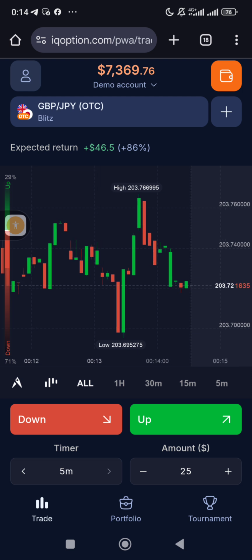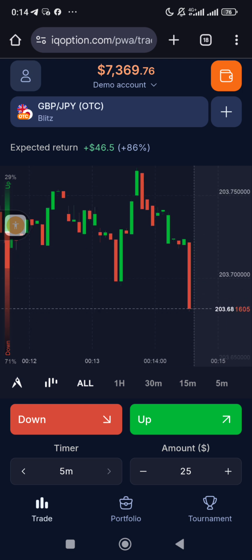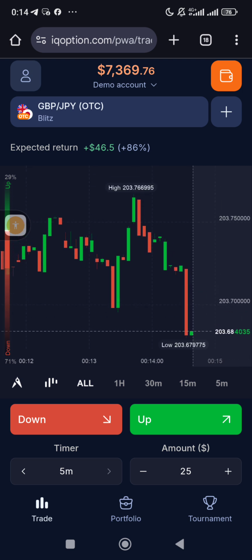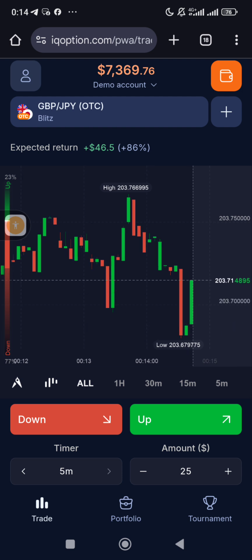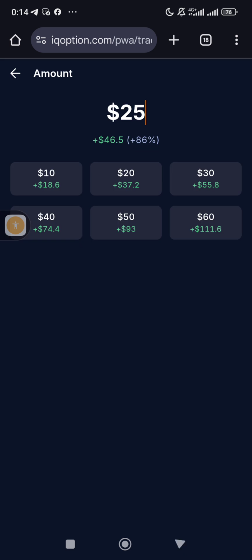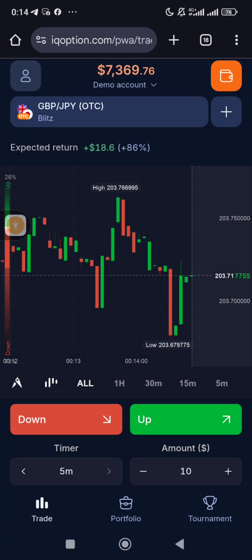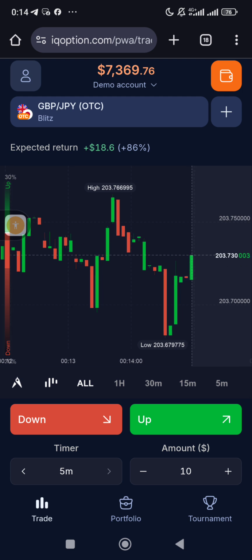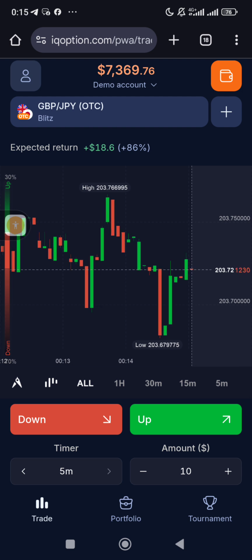Now, I want to talk about the Martingale strategy, okay? The Martingale strategy is the strategy that helps you to recover loss when your initial stake goes to loss. Let's say, for instance, we're using $10. You stake with $10, and the $10 now went to loss. Normally, you should be worried because the market didn't go in the direction it says.